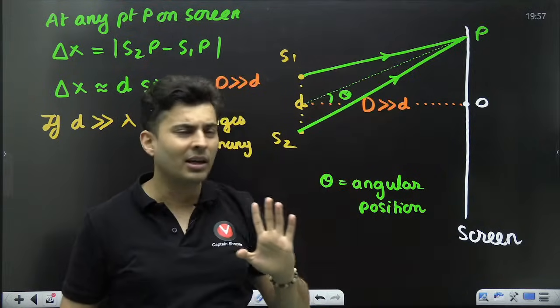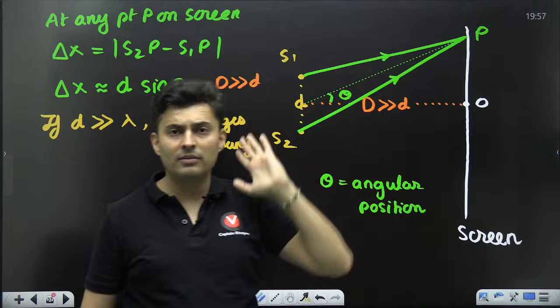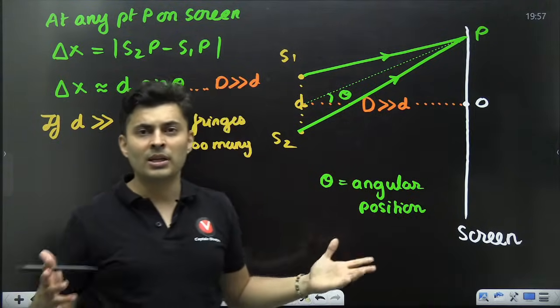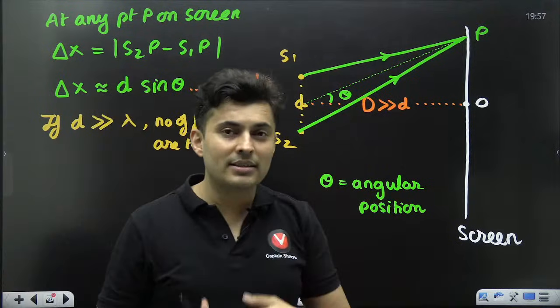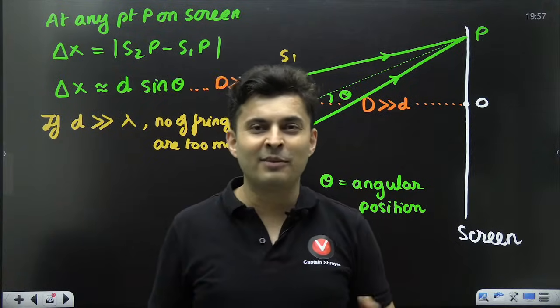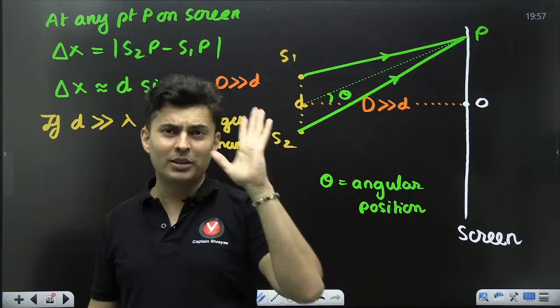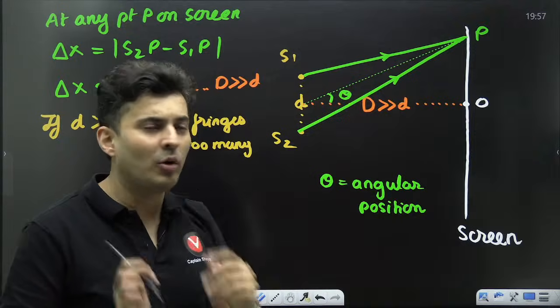9,58,234th fringe, I don't care. 2,052nd fringe, I don't care. 875th fringe, I don't care. What you generally care about is, where is the 5th fringe? Where is the 7th dark fringe? Where is the 1st bright fringe? Where is the 4th dark fringe? Something like that, very small order.